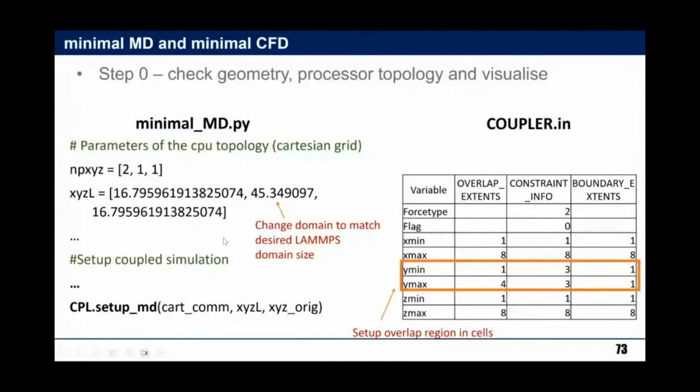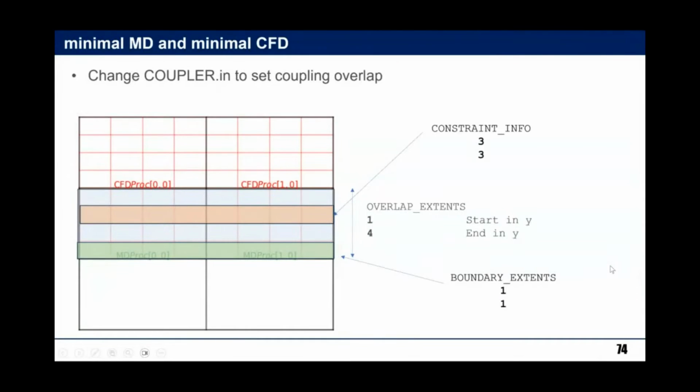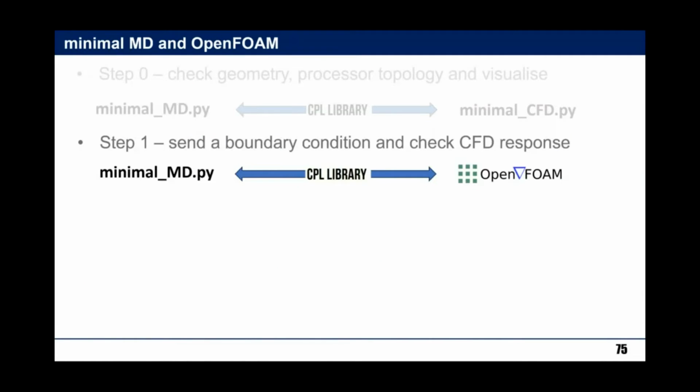You can also do it at the lower level. You set up a minimal MD with the right size of domain and the right processor topology. You set up your overlap size to be correct in the coupler input. So that's 1 and 4, an overlap of 4 cells, where cell 3 is the one you're constraining and cell 1 is the one you're averaging. You can see it looks something like this. And you can check, using dummy sends and receives, that the right values are being sent backwards and forwards.